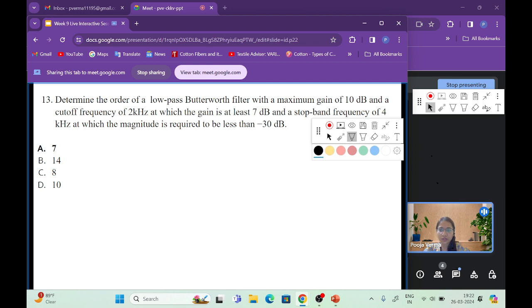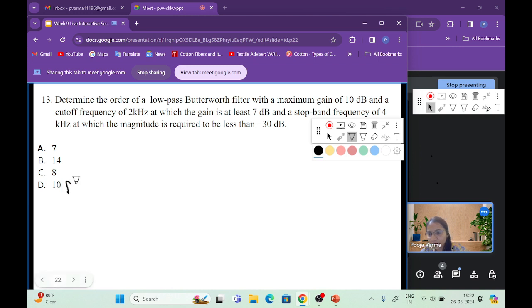Okay, so the next question is: determine the order of a low pass Butterworth filter with maximum gain of 10 dB and a cutoff frequency of 2 kilohertz at which the gain is at least 7 dB, and a stop band frequency of 4 kilohertz at which magnitude is required to be less than minus 30 dB. Okay, so now let's see what values are given.